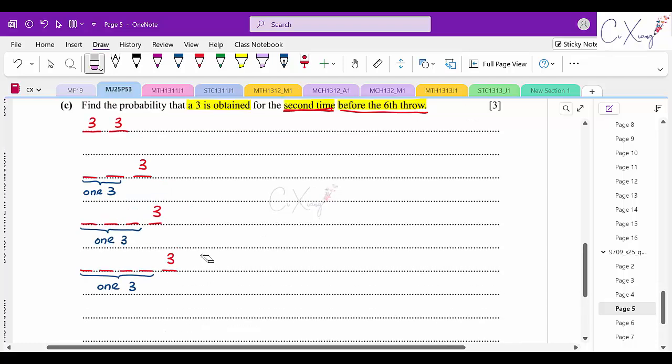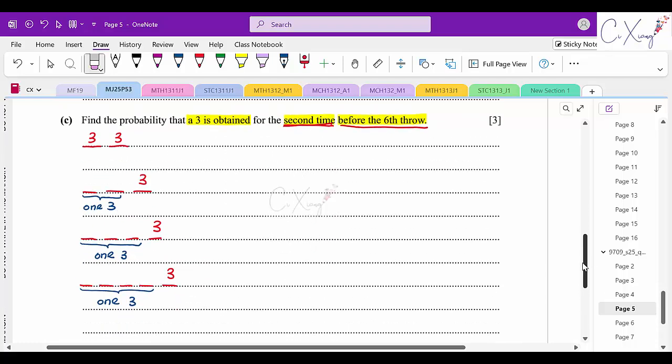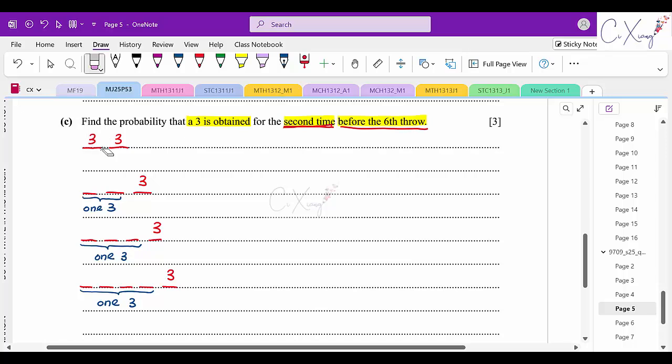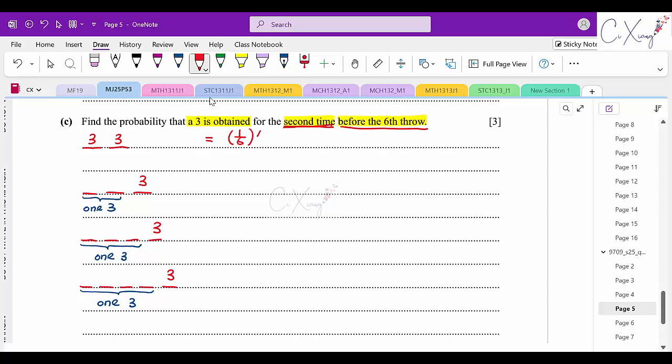Okay, so what we have here is 4 different cases, where the first case is you get 2 3s in 2 throws. Second case, you get 2 3s, 2 times of 3, in 3 throws. Okay, but the last row must be the second 3, right? Then this one is the 4th throw, and this one is the 5th row. Okay, then how can I calculate the probability for this one? For the first case, first row you get 3 is 1 over 6. Second row you also have a 3, also 1 over 6. So you're having 1 over 36.